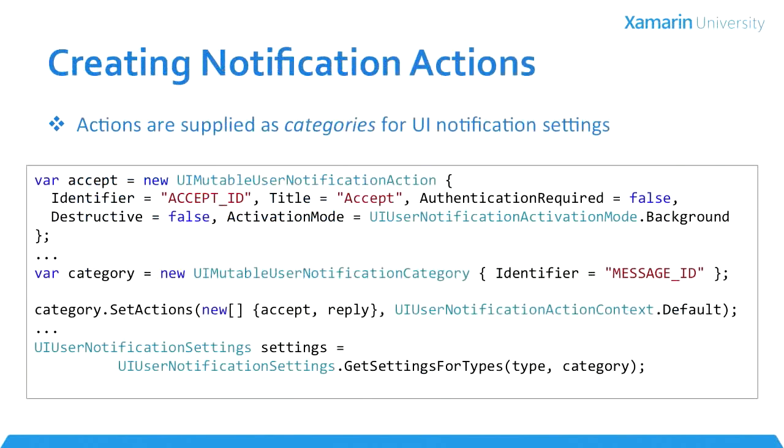Now to enable this feature, we'll define a user notification category with the identifier string, and then a map of UI user notification action context to many UI user notification actions, which is established through the set actions method. And again, note that is plural, set actions.